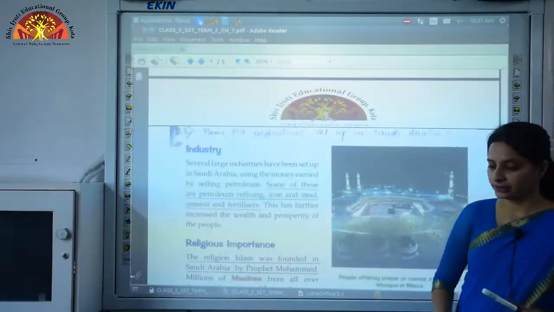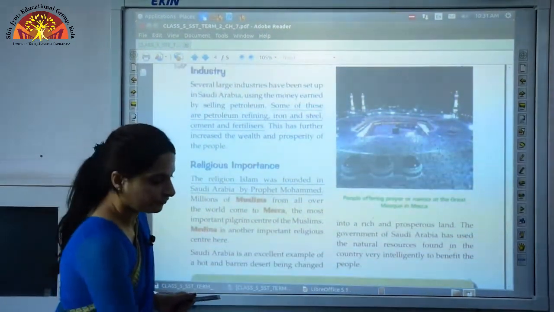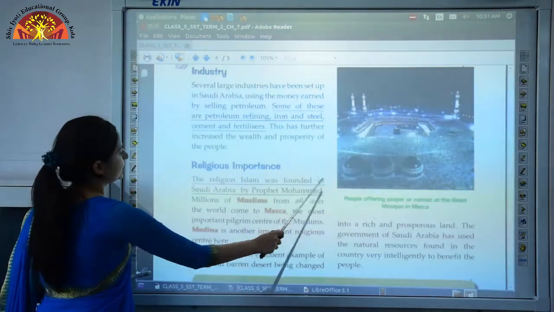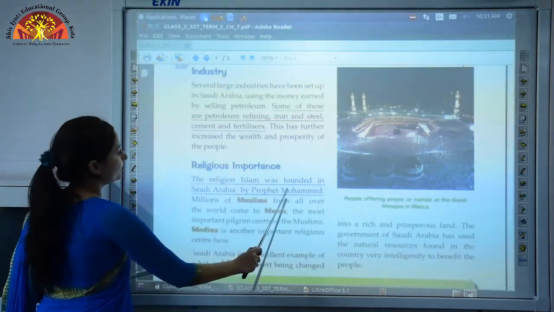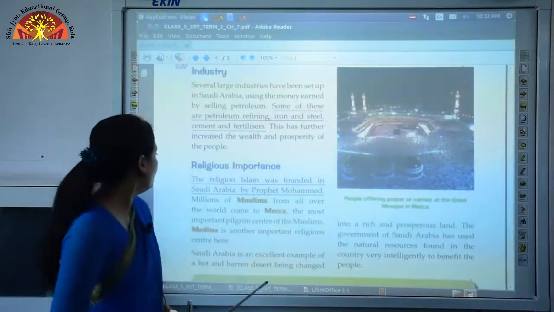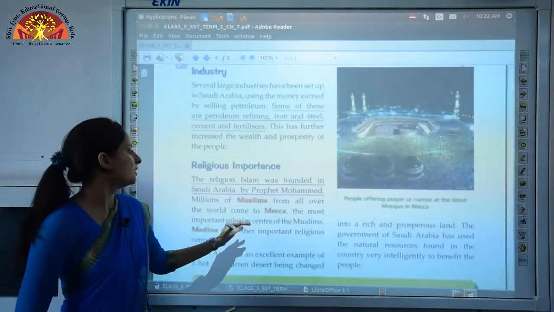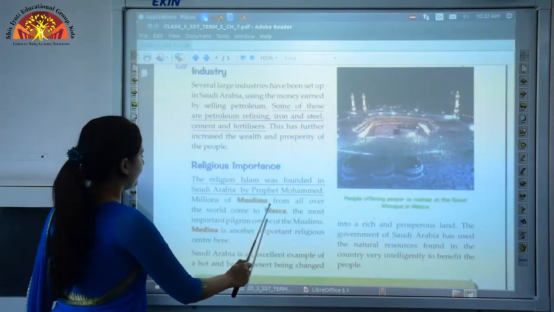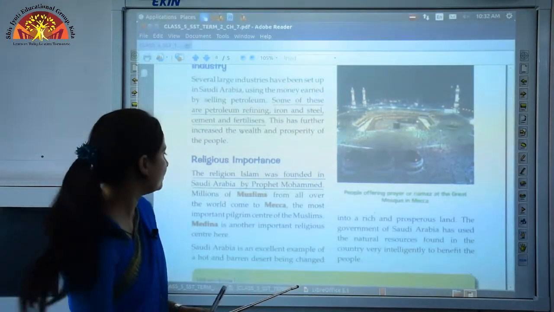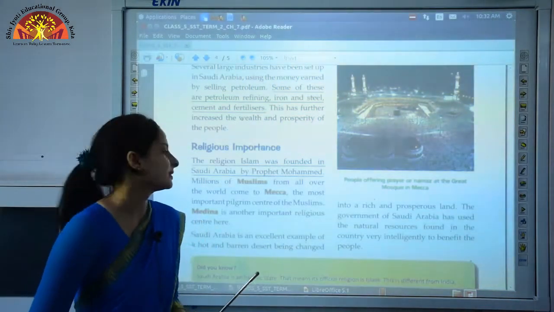Now if we talk about the religious importance of the place, first, this line is to be marked. The religion Islam was founded in Saudi Arabia by Prophet Muhammad. Two of the most important pilgrim centers of the Muslims are Mecca and Medina. You must have heard that Muslims go for a Hajj. They visit these places, Mecca and Medina, which have a religious importance.